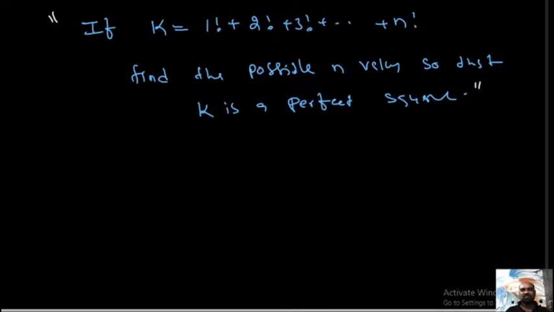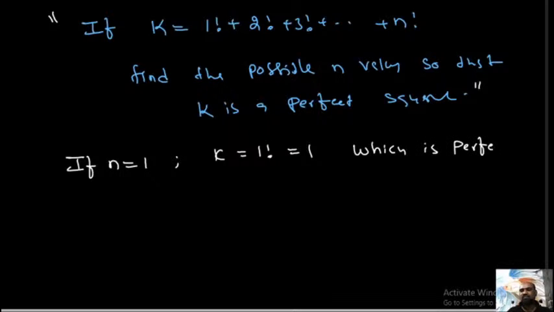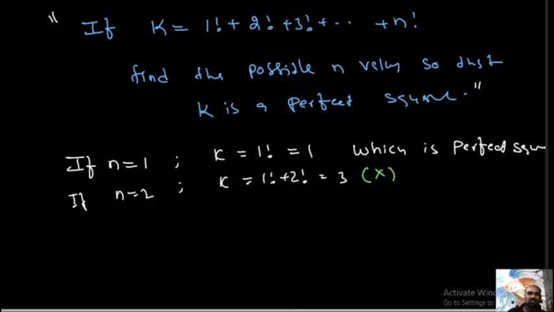So I will explain. See, if n is equal to 1, then what happened to k? k equals 1 factorial only. That is equal to 1, which is a perfect square. What is the meaning of that? n equal to 1 is one of the possible, required values. If n equal to 2, k is 1 factorial plus 2 factorial, which equals 3, which is not a perfect square. I will write a cross mark, meaning n equal to 2 is not a required value of n.